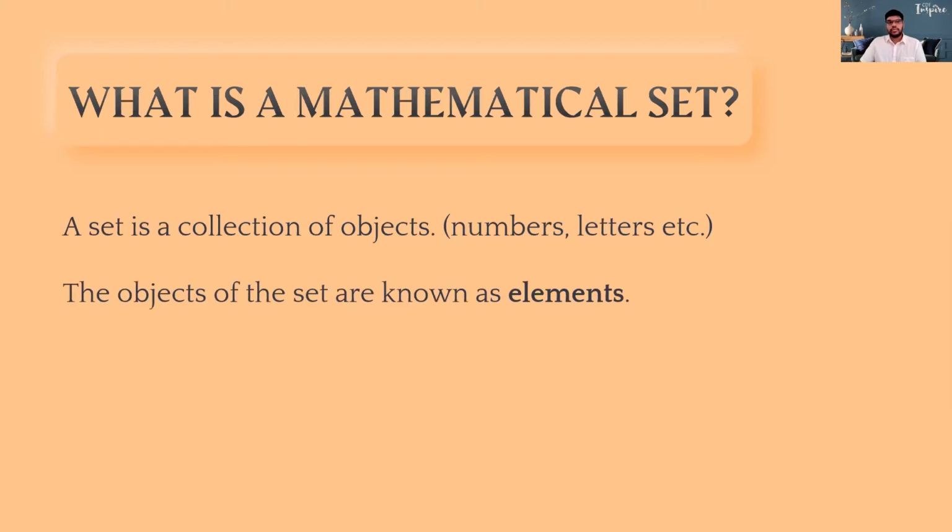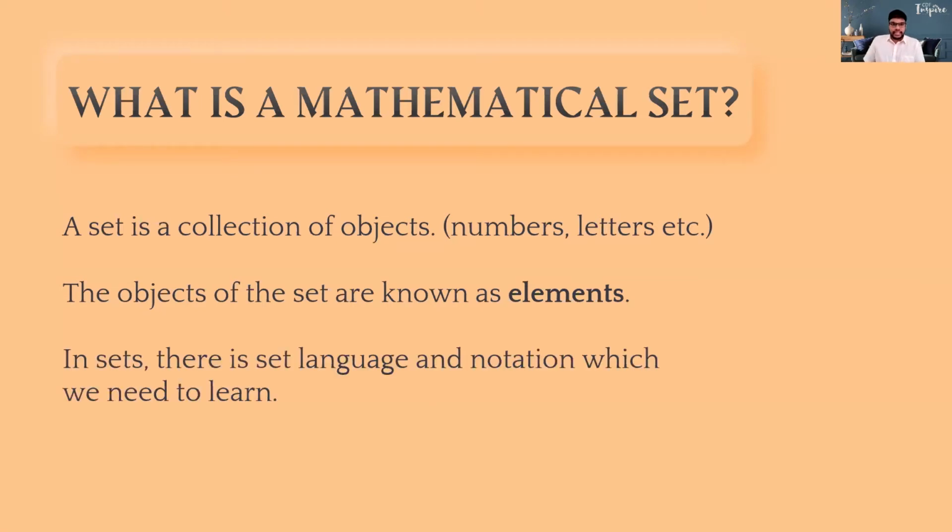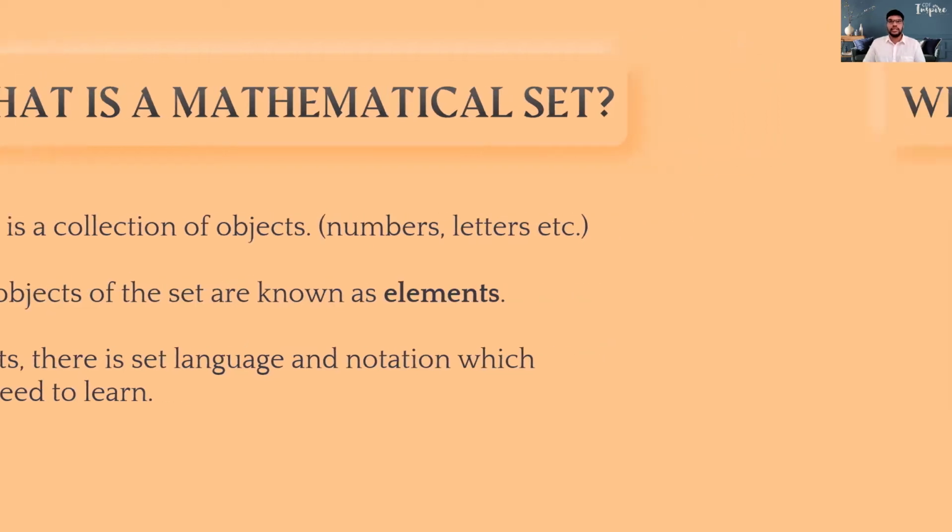Then children, the objects of the set are known as elements. Now, it's a little different in mathematics. If you take a set of clothes, the individual elements are known as clothes. But here we have a mathematical set where the individual numbers or letters are known as elements, children. The word is elements. In sets, there is a set language and a separate set notation which we have to learn. So we are going to do that today. We are going to learn set language and set notation.